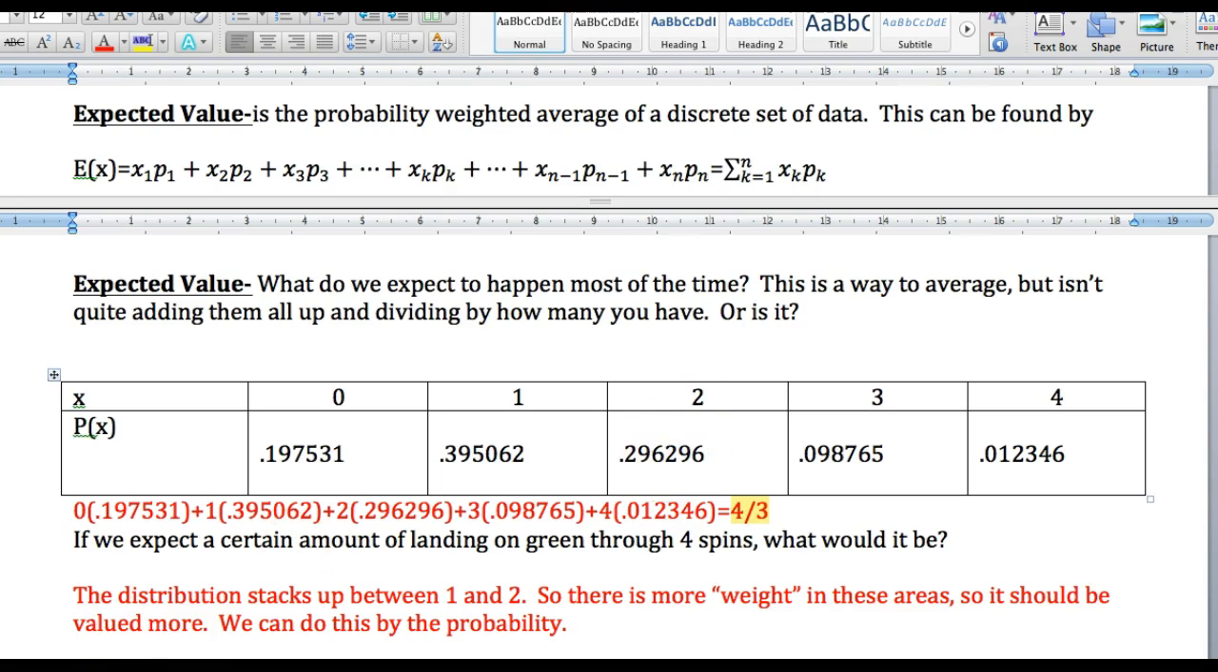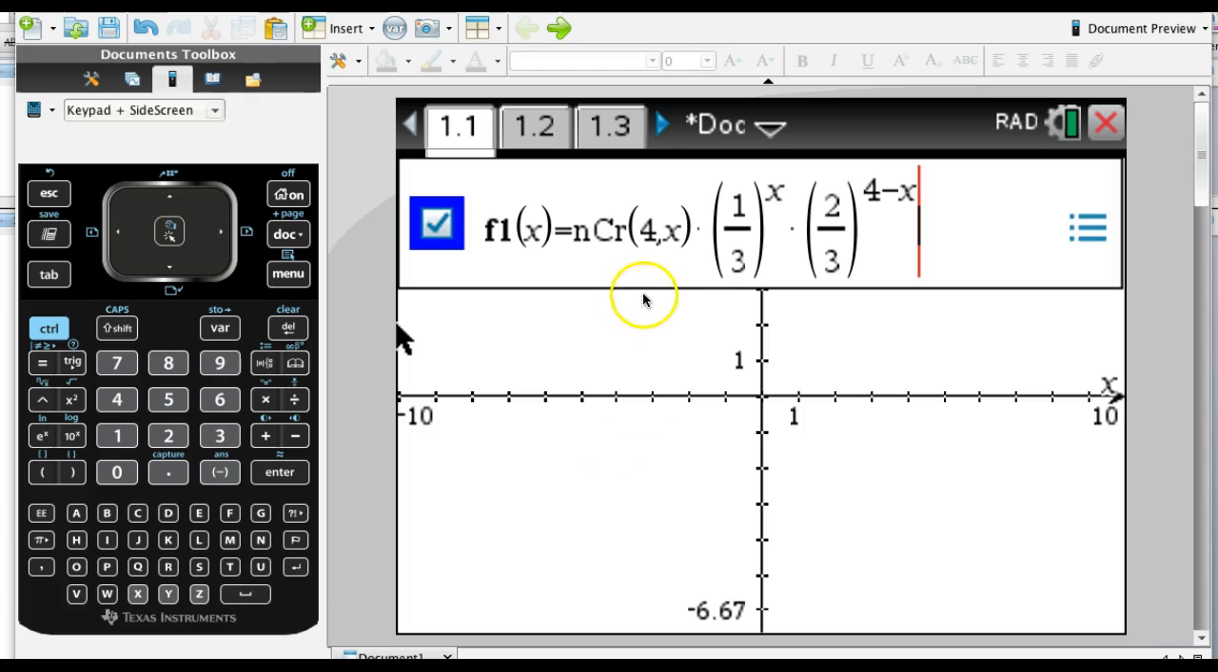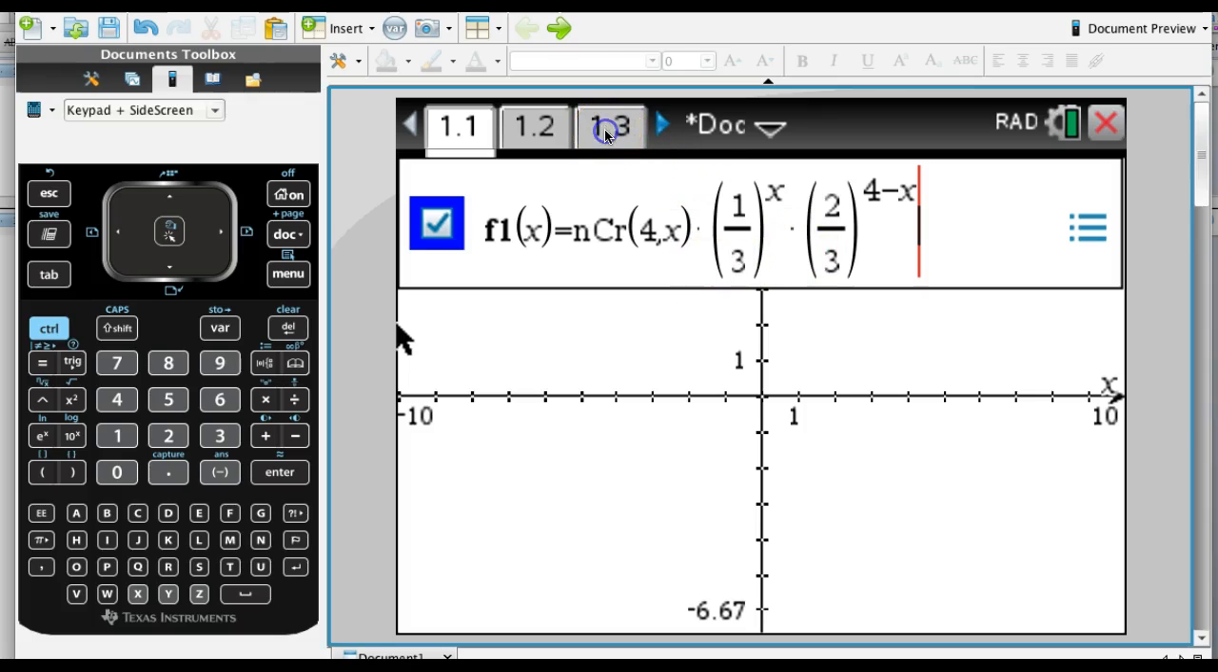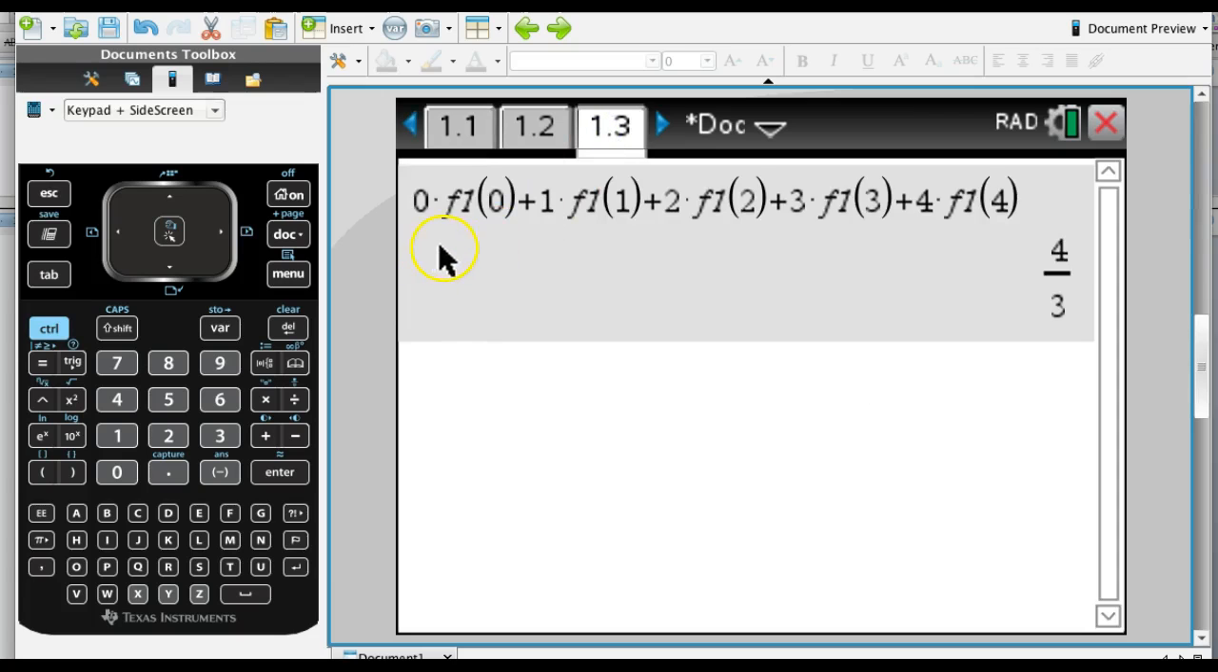If you want to do this on your calculator, I showed you how to put the distribution into F1. If you do that, you don't have to calculate these things one by one if you don't want to. What you can do is go to a home screen and type this in. This would be 0 times that first value, this would be 1 times that second value, then 2, 3, and 4.